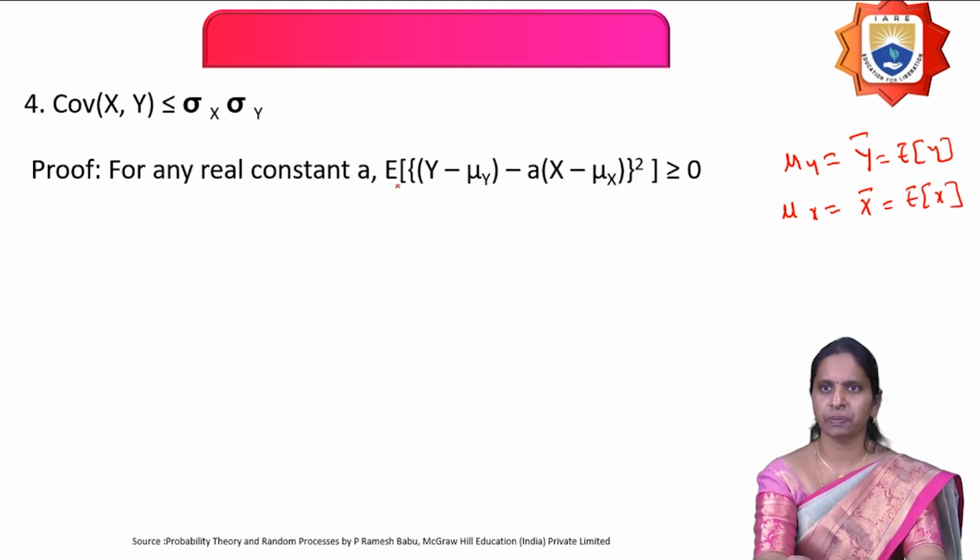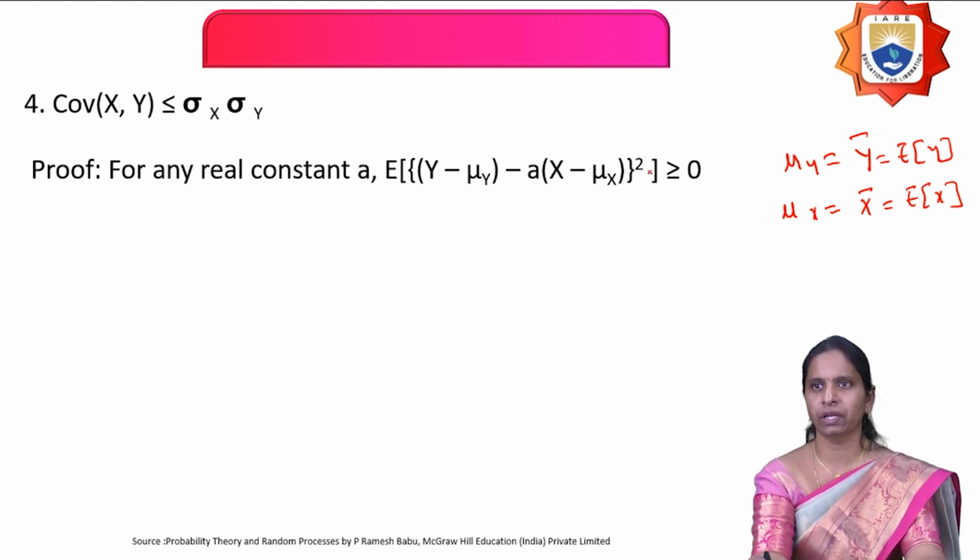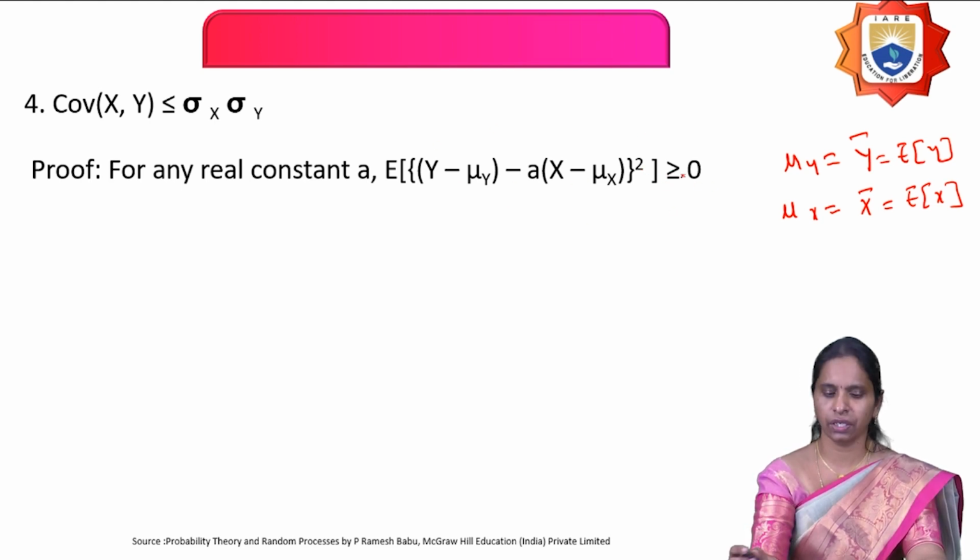So what is this expectation? You are squaring and then calculating the average. If you square and then calculate the average, that will always be a positive value only. It is always greater than or equal to 0. Therefore, the mean square value is always positive. That's why we are writing this as greater than or equal to 0.